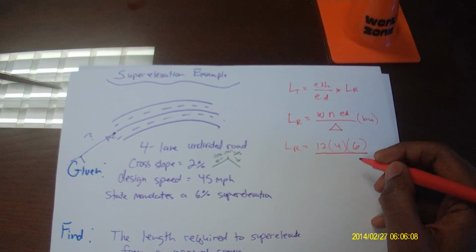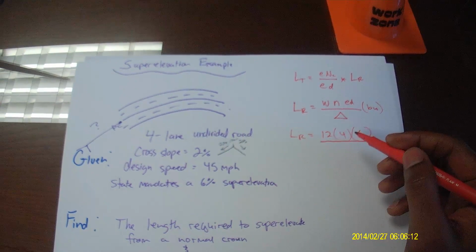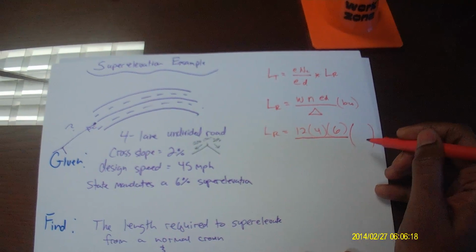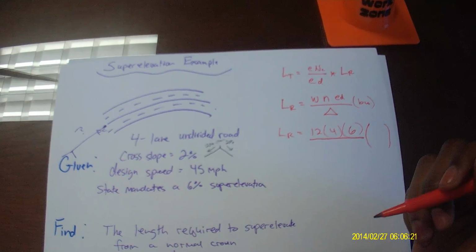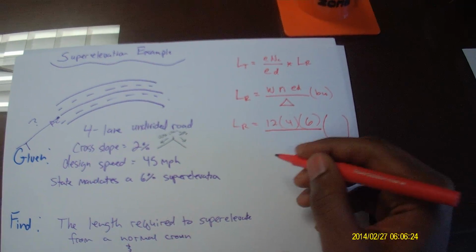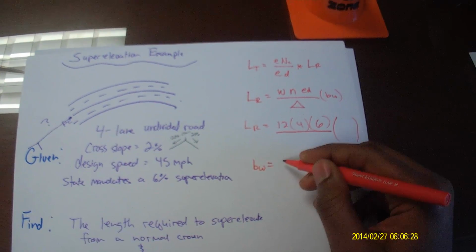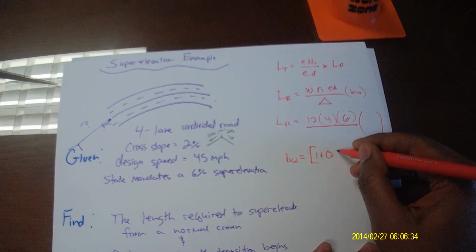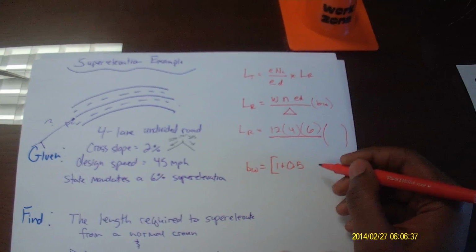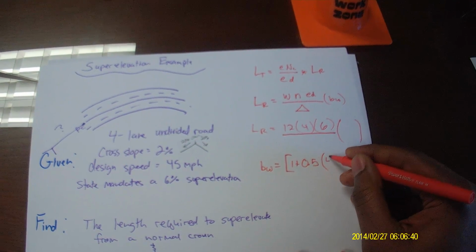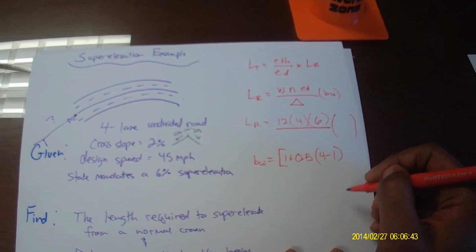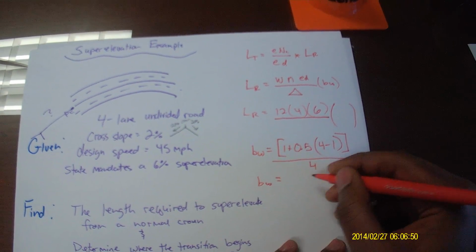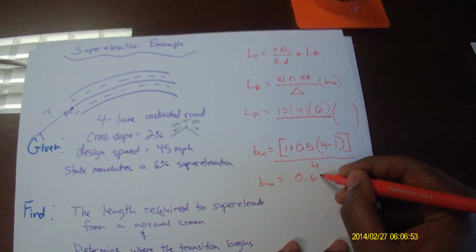What I do not know right off the top is what my relative gradient should be, basically the rate at which the road is going to be superelevated, and the adjustment factor for the fact that I'm going to be rotating 4 lanes. To figure out the adjustment factor, I can just apply the equation that was given to you earlier: 1 plus 0.5 times 4 minus 1, where 4 is the number of lanes that I'm rotating, all divided by 4. And then I end up getting a B sub W equal to 0.625.